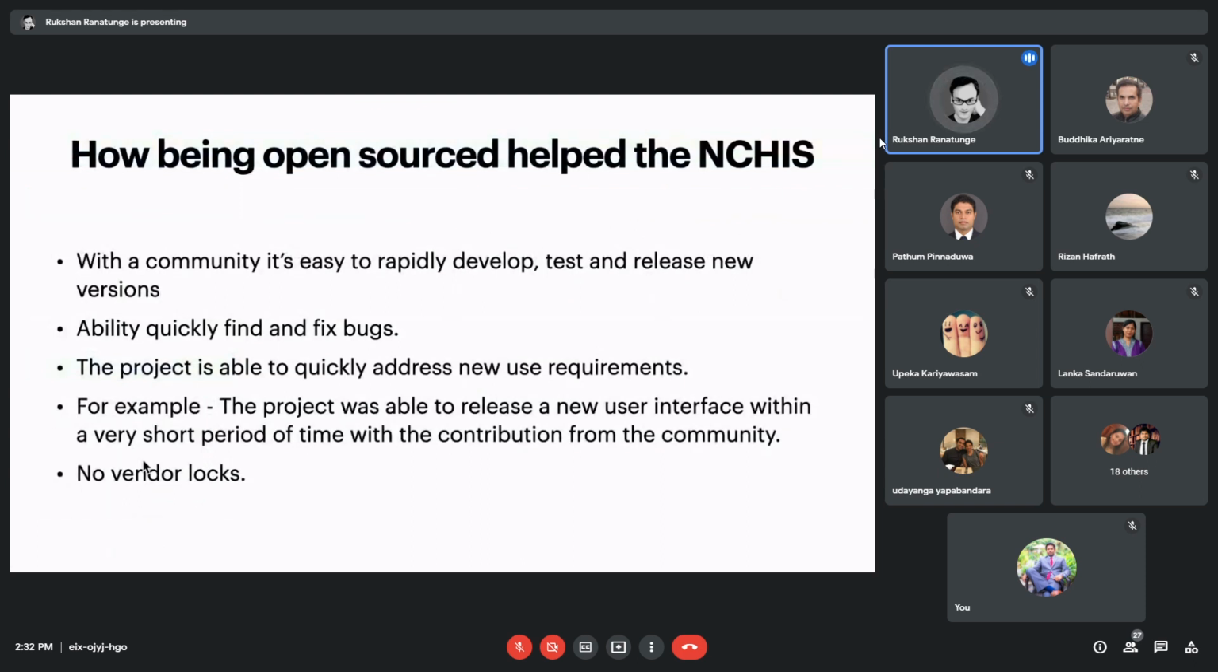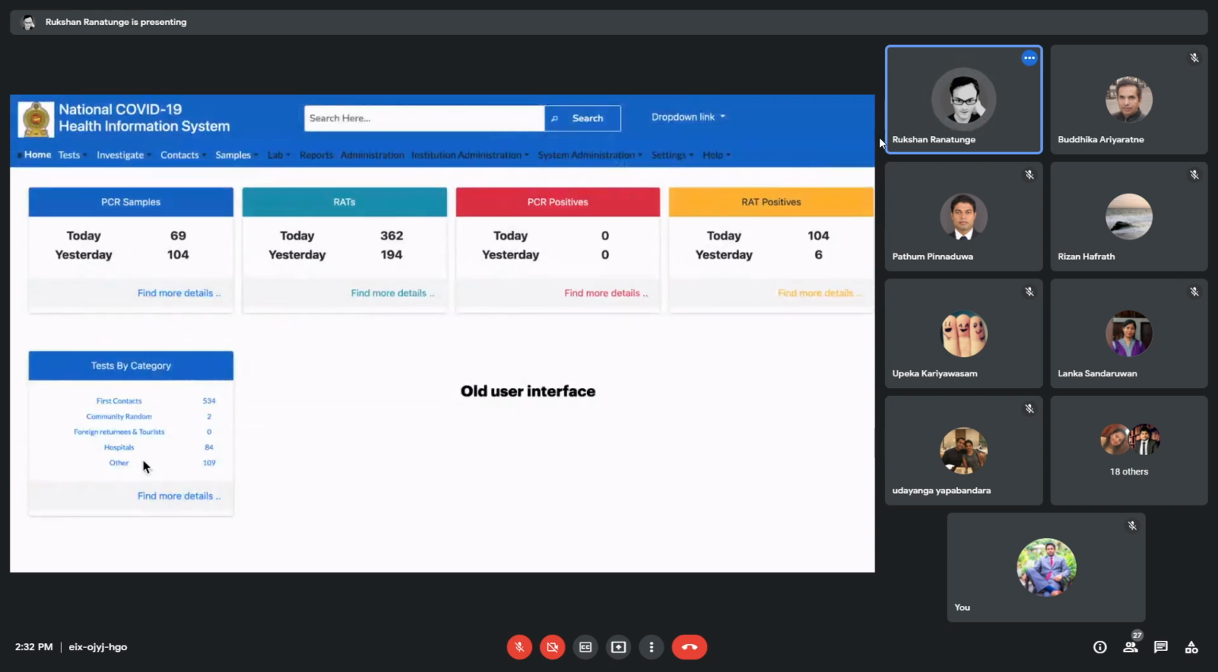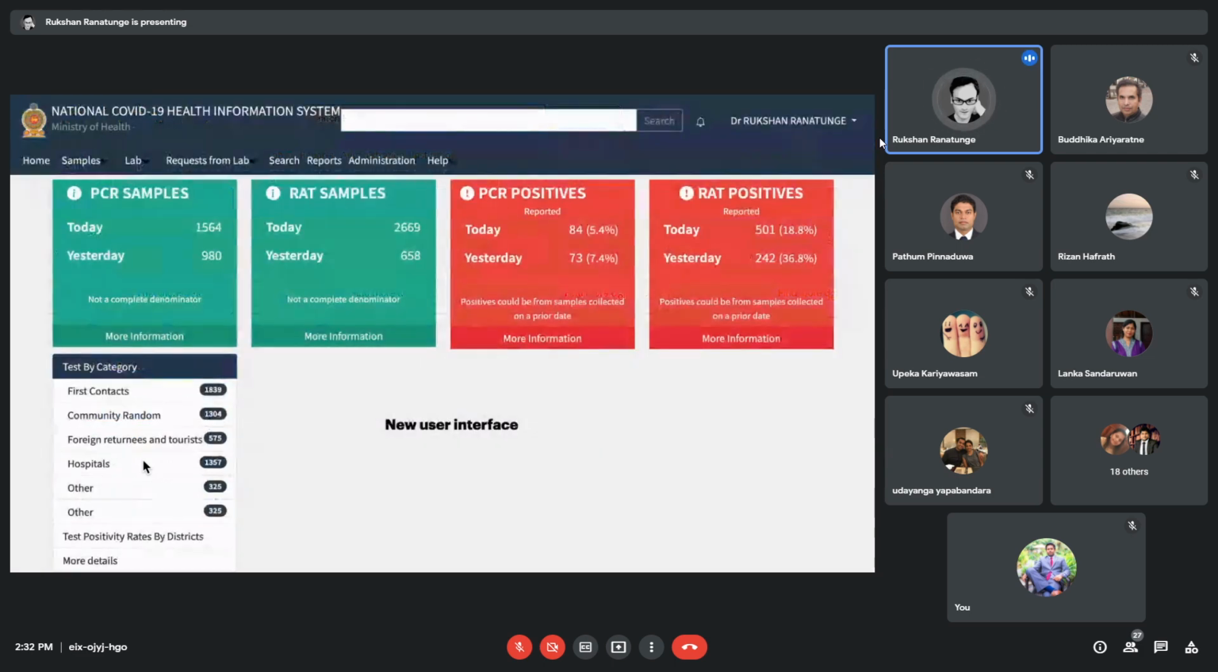And one of the best examples is how we were able to quickly release a completely redesigned user interface within 2 weeks. So this is the old user interface that the system had. And we were able to quickly change it to a newer user interface with much more features.